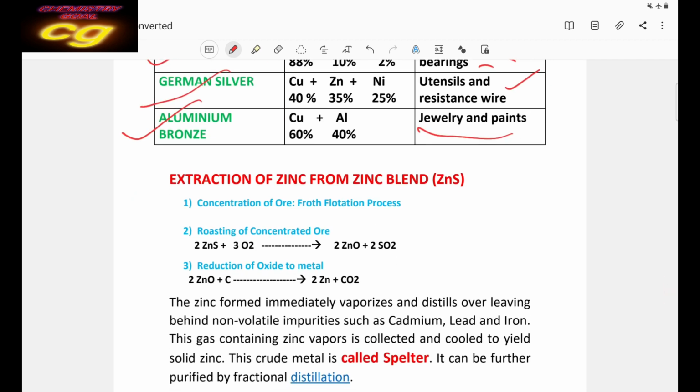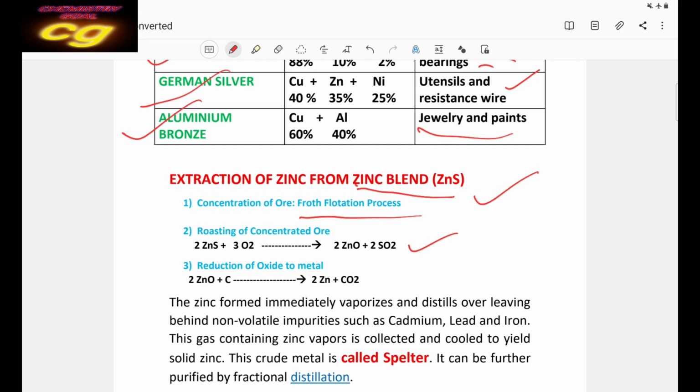Zinc can be extracted from zinc blende, that is zinc sulfide. By the same common method, the concentration method, using froth flotation. As it is a sulfide ore, it can be purified by the froth flotation method. Already you know the methods. Then pine oil is used, already we have discussed. Then roasting of the concentrated ore, as it is a sulfide ore, it should be roasted. During roasting, some volatile impurities are removed and the moisture is removed.